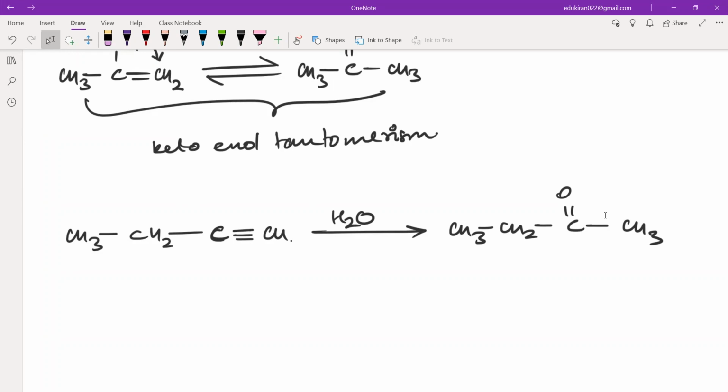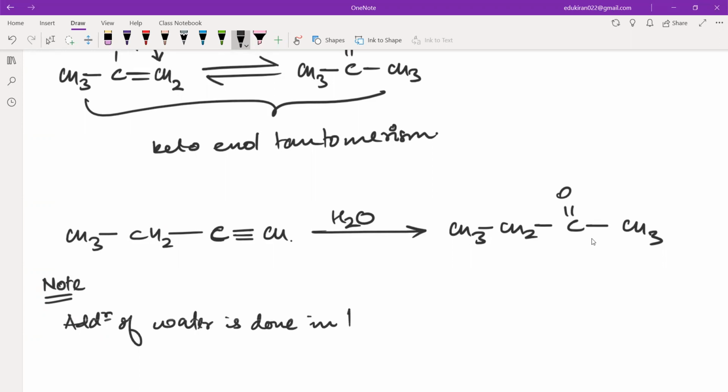So that is it for today. Just write a note here. Addition of water is done in the presence of Hg2+ and H+. Okay, so if you see mercury and all, don't get confused. Okay, it is addition of water only, reaction of water only.